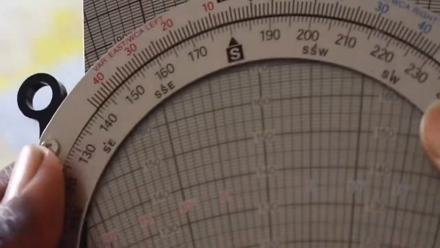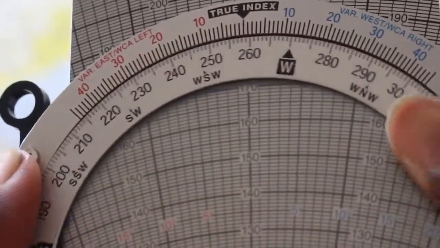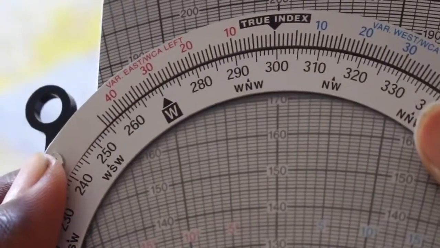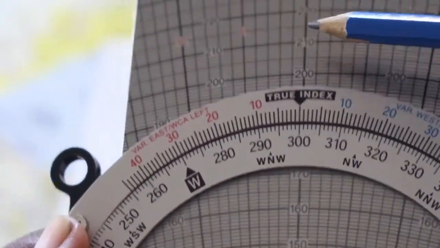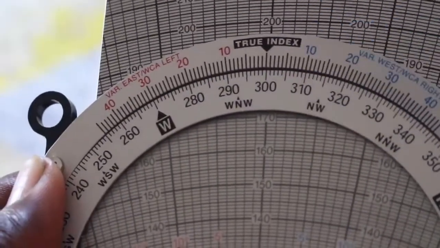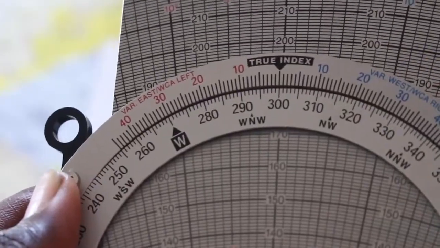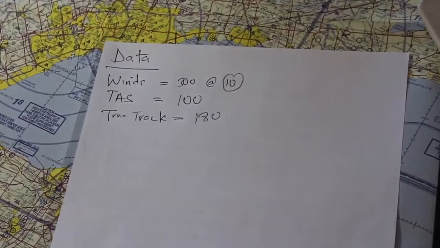This is the data, and now the E6B here. Now what I need to do is take this to the wind angle first. The wind is 300, so I will take 300 and align it with the true index. 300 with the true index. Now once that is done, I need to calculate for my wind speed, which is 10. Now how do I input this?